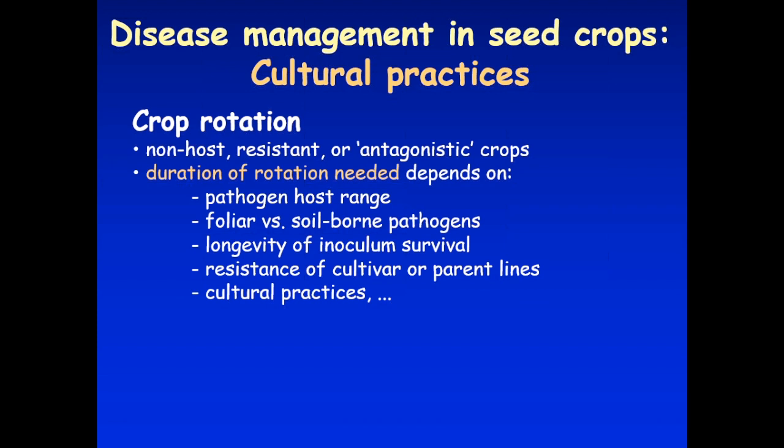And then, as I said, the resistance of the cultivar or the parent lines you're growing can influence the amount of inoculum that will build up and therefore the rotation that is needed. And also be aware of asymptomatic hosts.